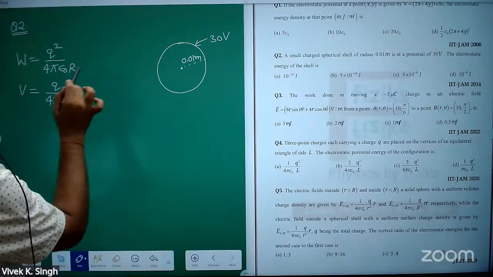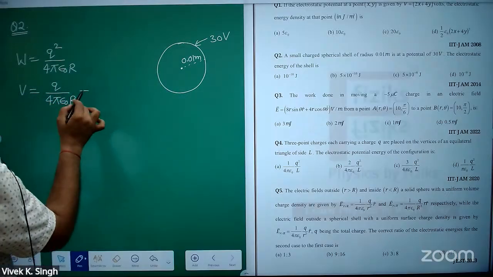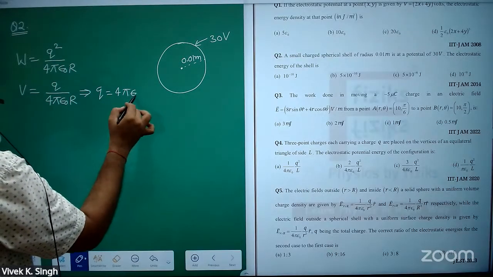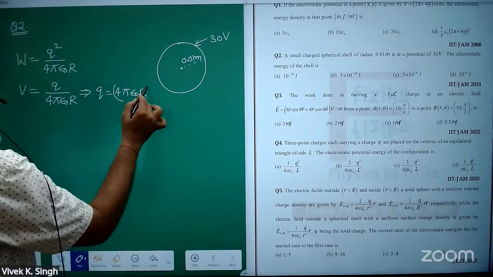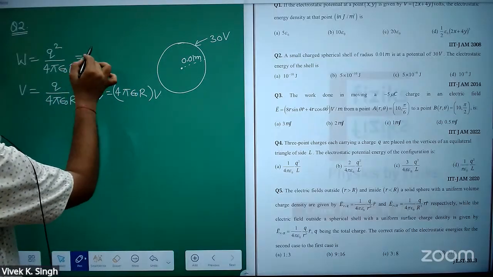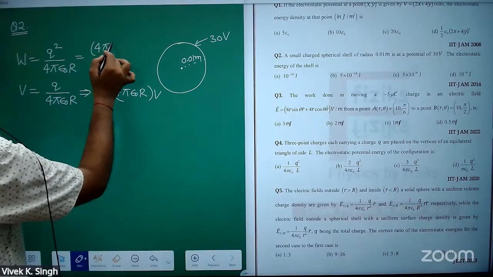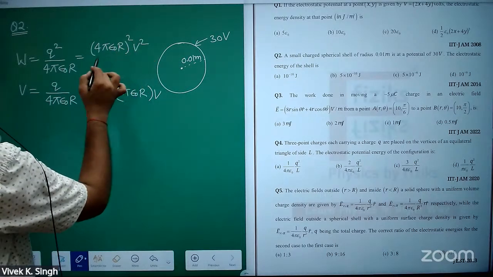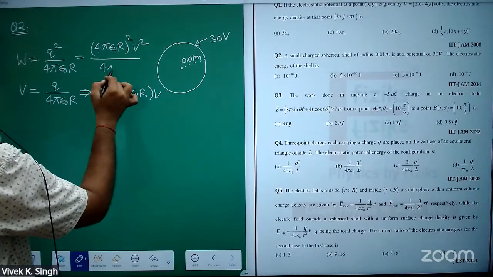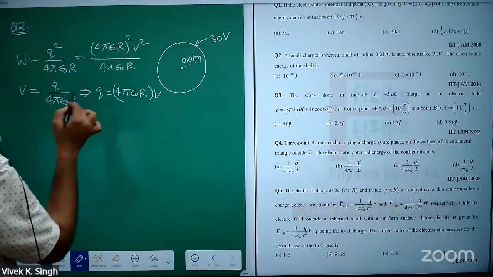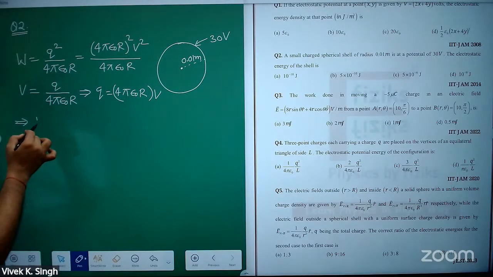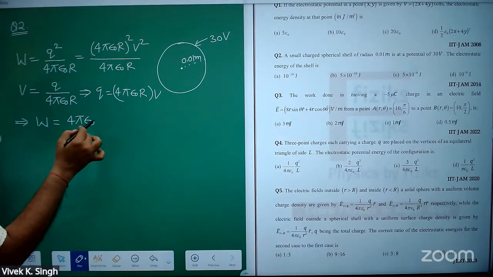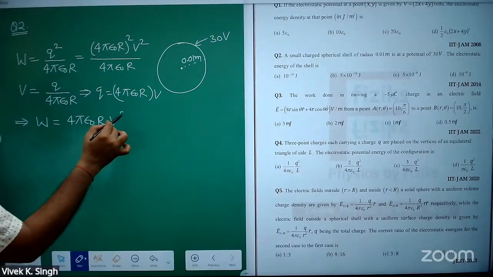So charge is not given, so we can replace charge by V. This will give you Q is 4 pi epsilon 0 R into V. So this is 4 pi epsilon 0 R whole square V square by 4 pi epsilon 0 R. So what will be electrostatic energy? 4 pi epsilon 0 R into V square.